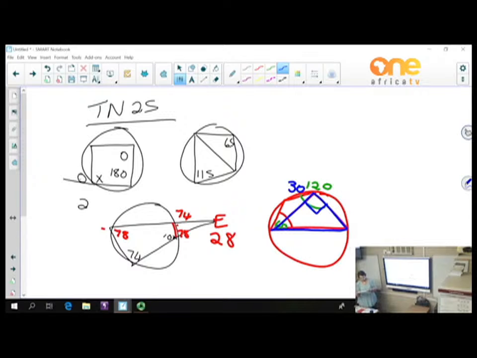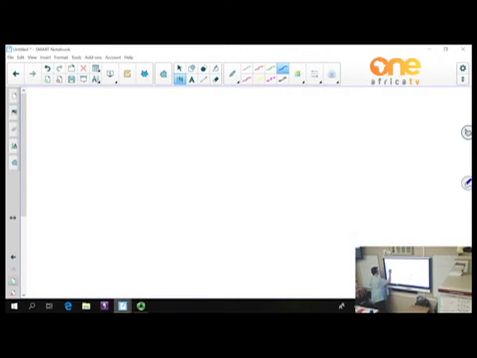Right, now the next one is try now 27. So it's about cyclic quadrilaterals. And I think we should leave that one out. We can't see. Yes. Yeah, let's just skip that. And then we go now to try now 28.